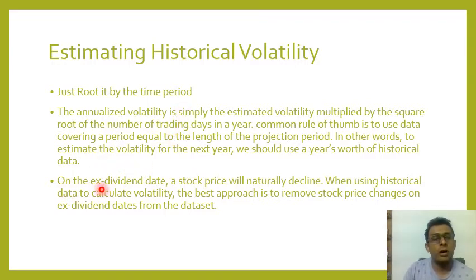On the ex-dividend date, the stock price will naturally decline, because the stock price will be the lowest since the dividend has already been paid. So when using historical data to calculate volatility, the best approach is to remove the stock price on the ex-dividend date from the data set.